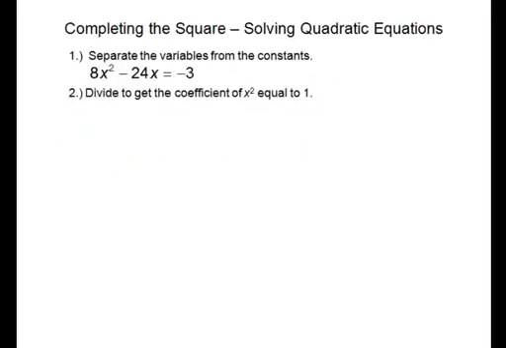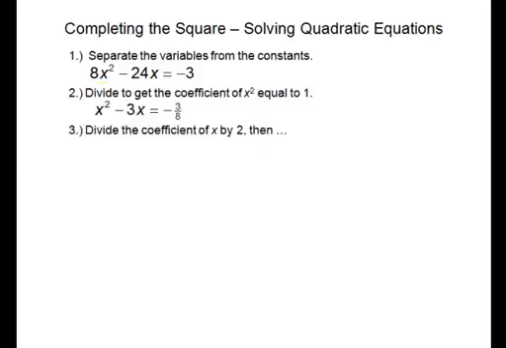Okay? The next thing I have to do, just like before, is get the coefficient of x squared equal to 1. And in order to do that, I have to divide both sides of the equation by 8. So I'm going to get x squared minus 3x is equal to negative 3/8.